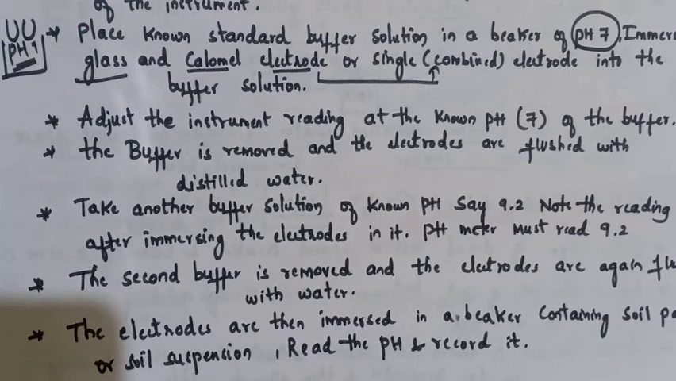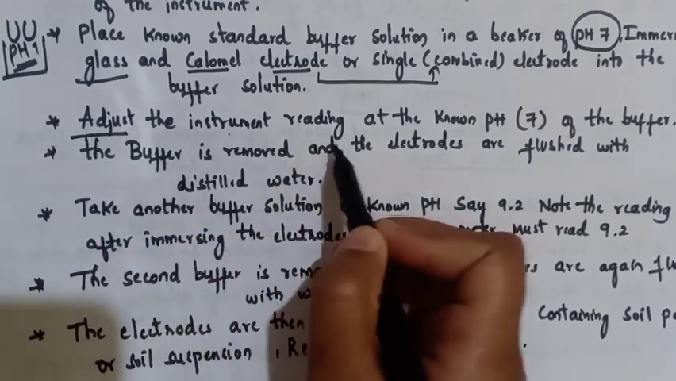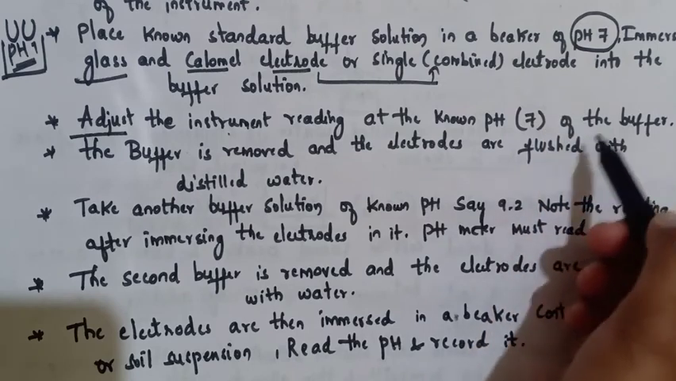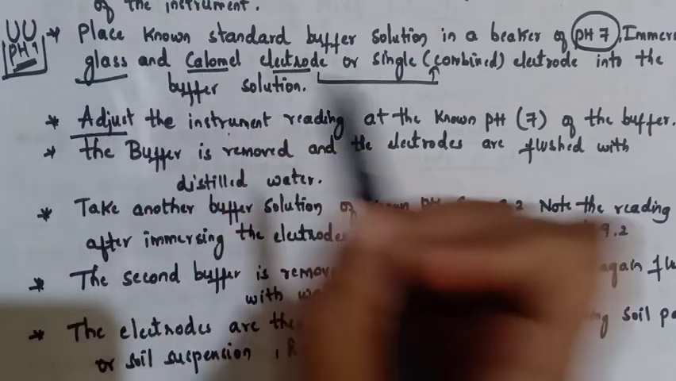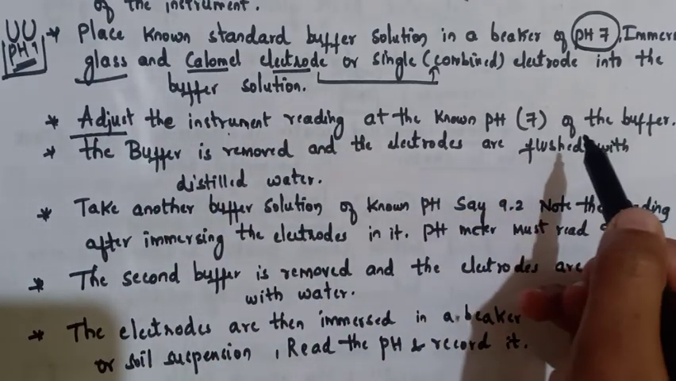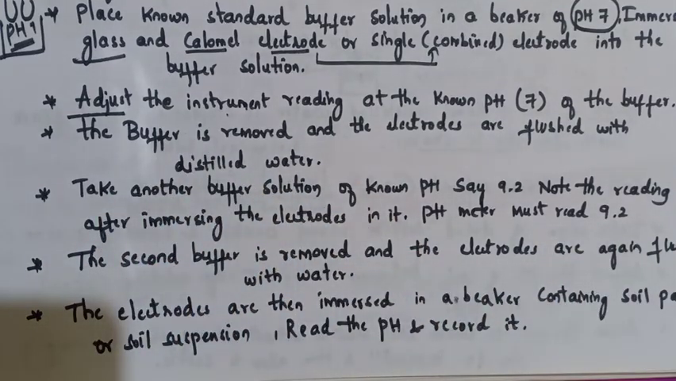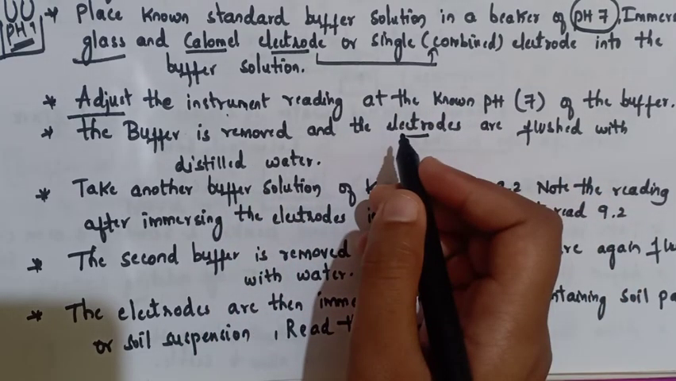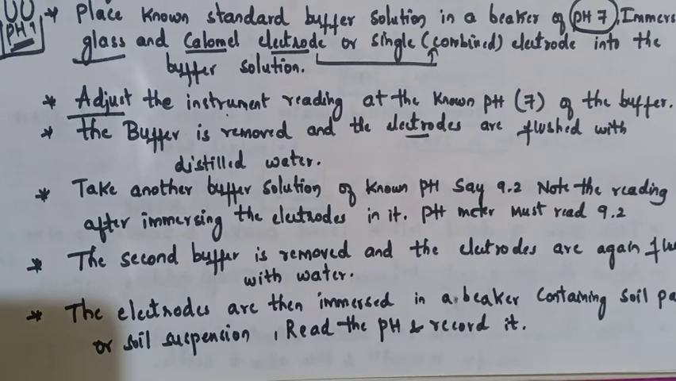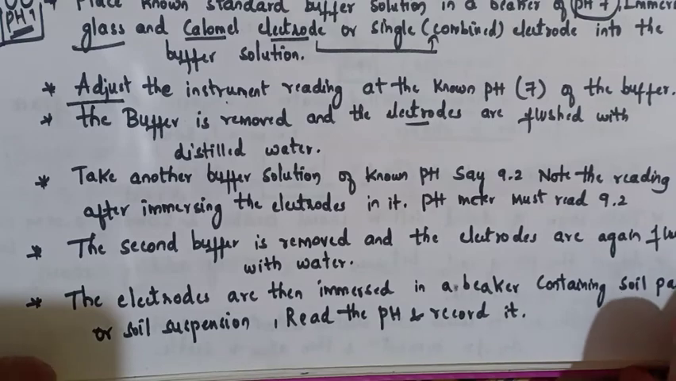Now after immersing the glass and calomel electrode, we have to adjust the instrument reading at the known pH 7 of the buffer. We have taken the pH 7, so we have to adjust for pH 7 in the instrument, that is in the pH meter. Then this buffer is removed and the electrodes are washed with distilled water. Then the job of this pH 7 is completed. Then we have to take another buffer solution and we have to calibrate the pH meter.